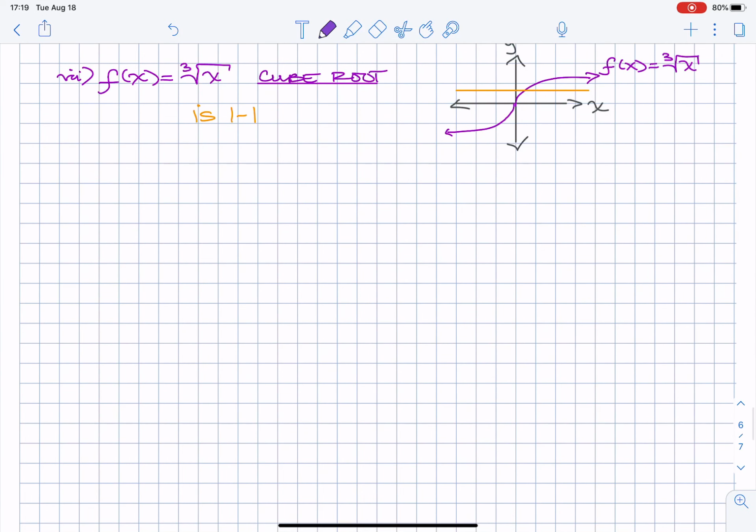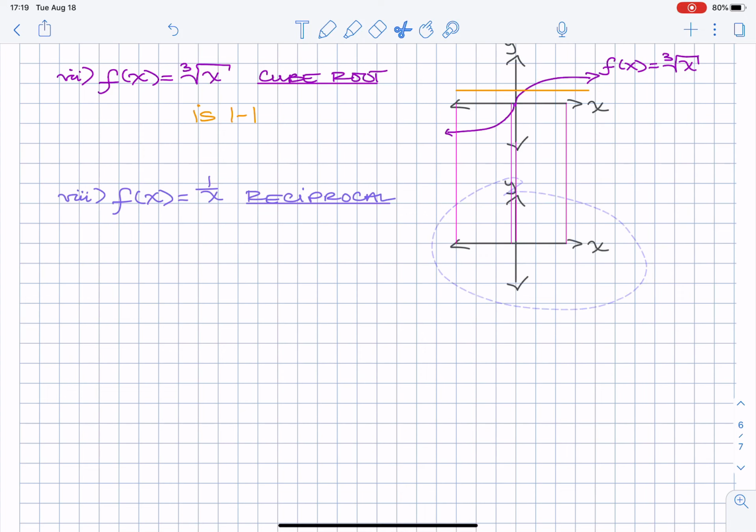Let's do number 8. Let's have that f of x is 1 over x, which is the reciprocal function. So the reciprocal function looks like so and so. It has asymptotes along each axis. So this is f of x being equal to 1 over x.